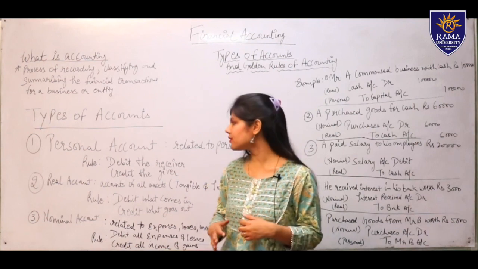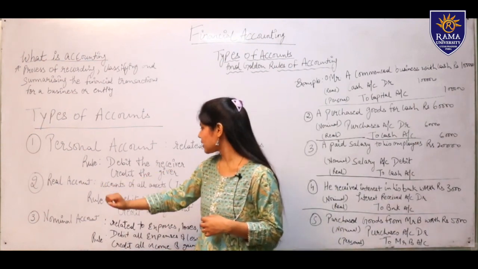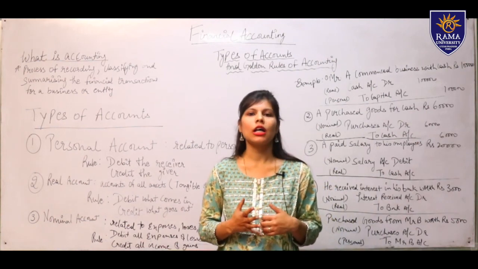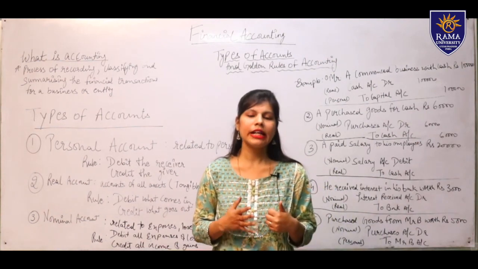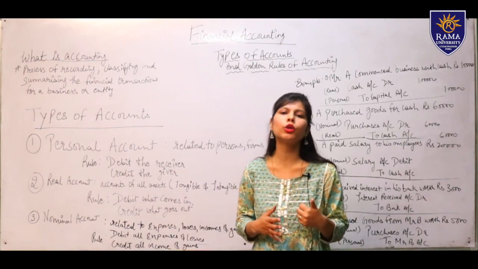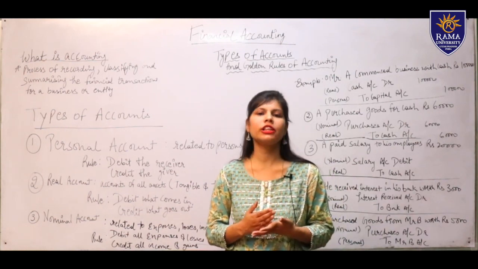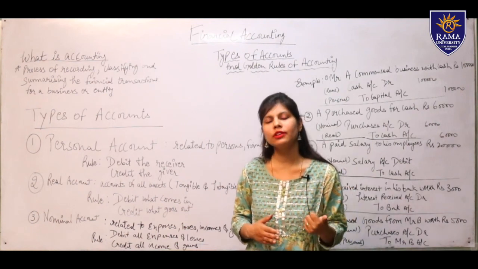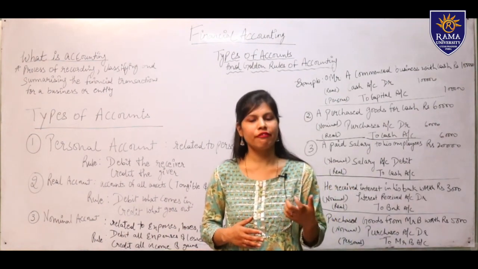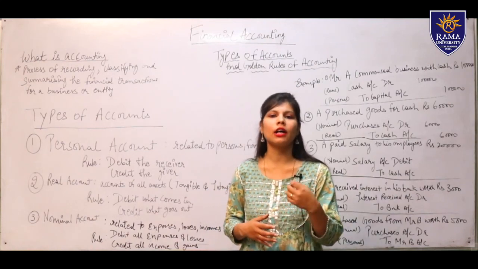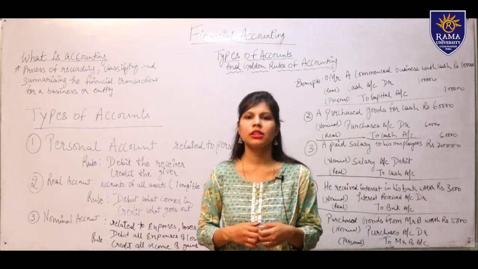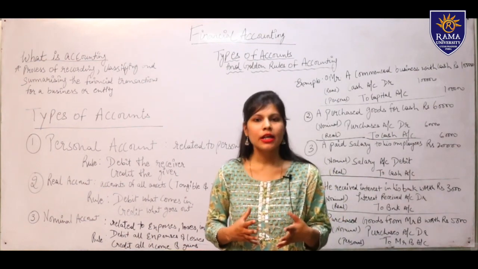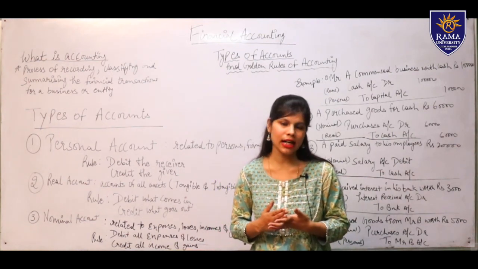The next one is real account. Real accounts are those accounts which deal with all kinds of assets. It includes tangible assets, and it also includes intangible assets. Tangible assets are those assets which can be seen, touched, felt. For example, our machinery, plant, cash. These can be touched or seen, so they fall into the tangible assets category.